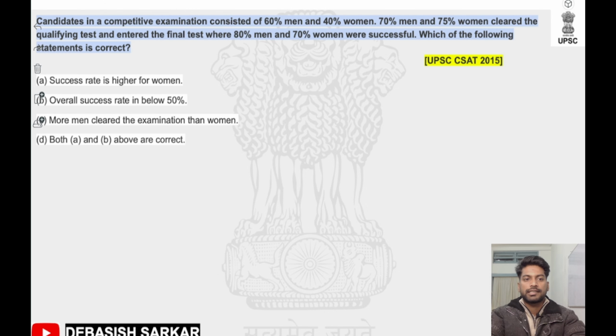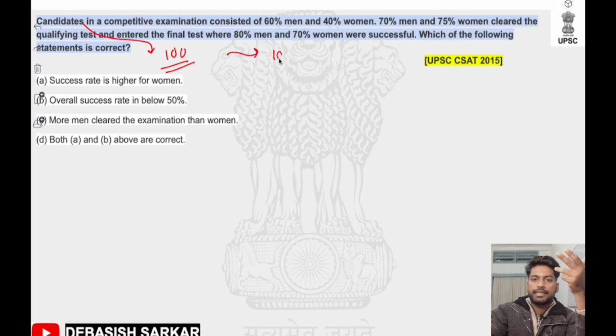Nice question. Candidates in a competitive exam consist of 60% men and 40% women. 70% men and 75% women cleared the qualifying test and entered the final test, where 80% men and 70% women are successful. Which of the following statements is correct? See, we just assume a number of candidates. You can assume 100, or 1, 2, 3, any number, but for ease of calculation, I'll suggest you think of a number that is 1000.